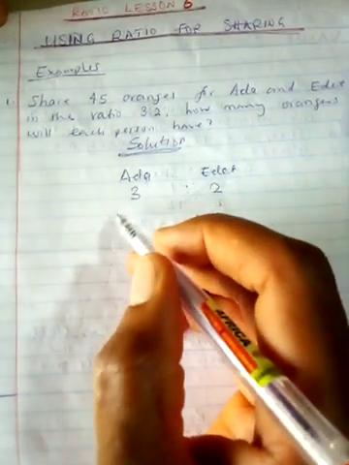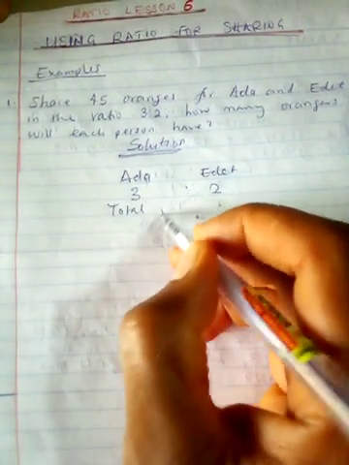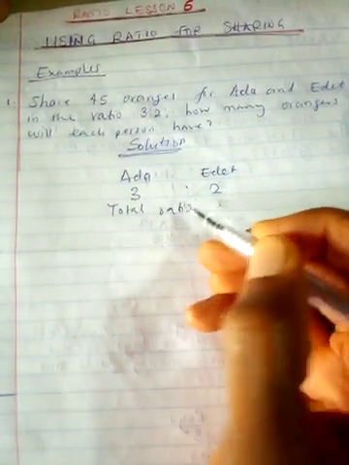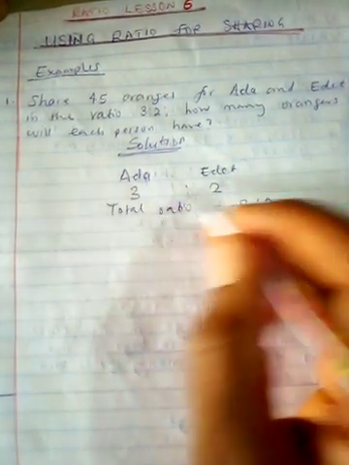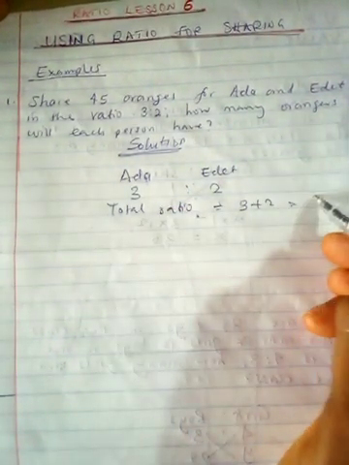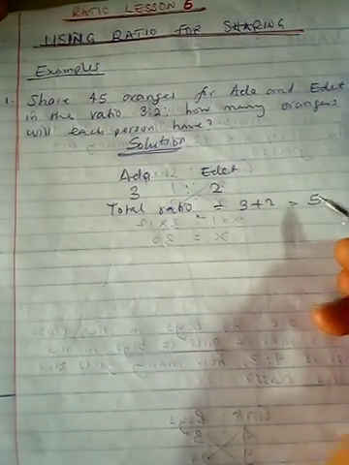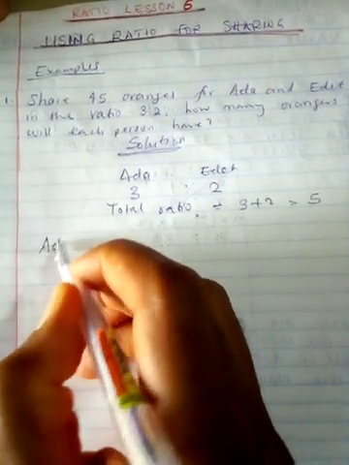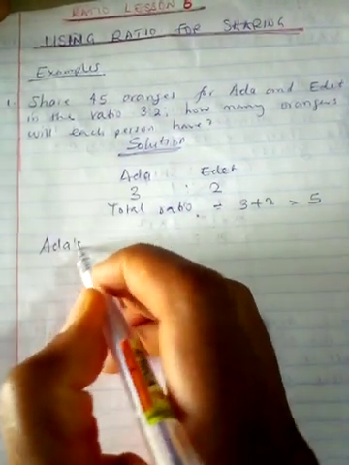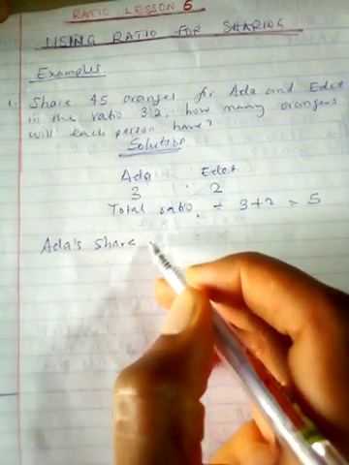Then one thing we need to do is to know our total ratio. The total ratio is found as 3 plus 2, that is, you add up the ratio that you are given. 3 plus 2 gives us 5, so 5 is our total ratio. Now we are going to do the sharing according to the ratio. First of all, we start with Ada's share. How many oranges is Ada going to have?